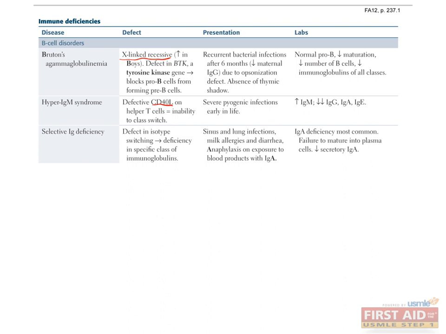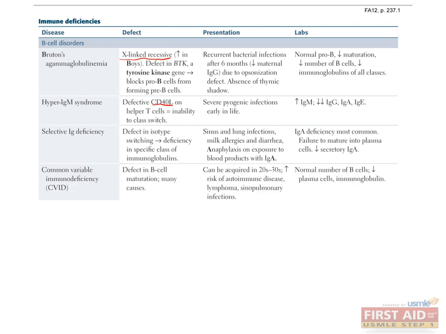One of the more life-threatening manifestations of IgA deficiency is the risk of anaphylaxis upon exposure to blood products containing IgA. As a result, patients with this condition must be given washed red blood cells. Common variable immunodeficiency, interestingly, can present as late as the third or fourth decade. This condition has numerous causes, all of which converge in the common feature of defective B cell maturation. This results in a normal number of B cells, but a decrease in the mass of plasma cells, and consequently immunoglobulin. Patients with CVID are at increased risk of autoimmune diseases, lymphoma, and, not surprisingly, sinopulmonary infections.